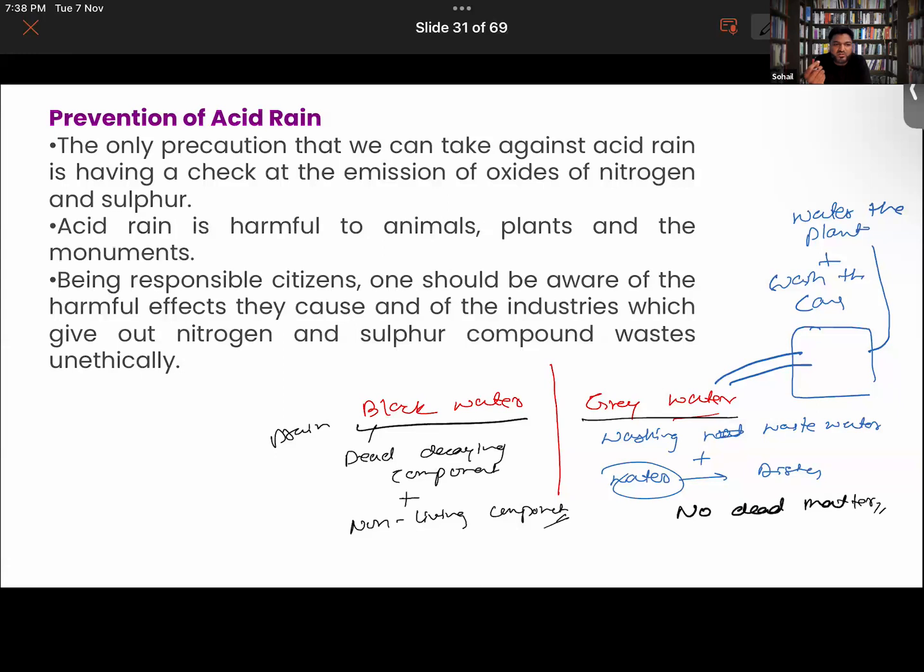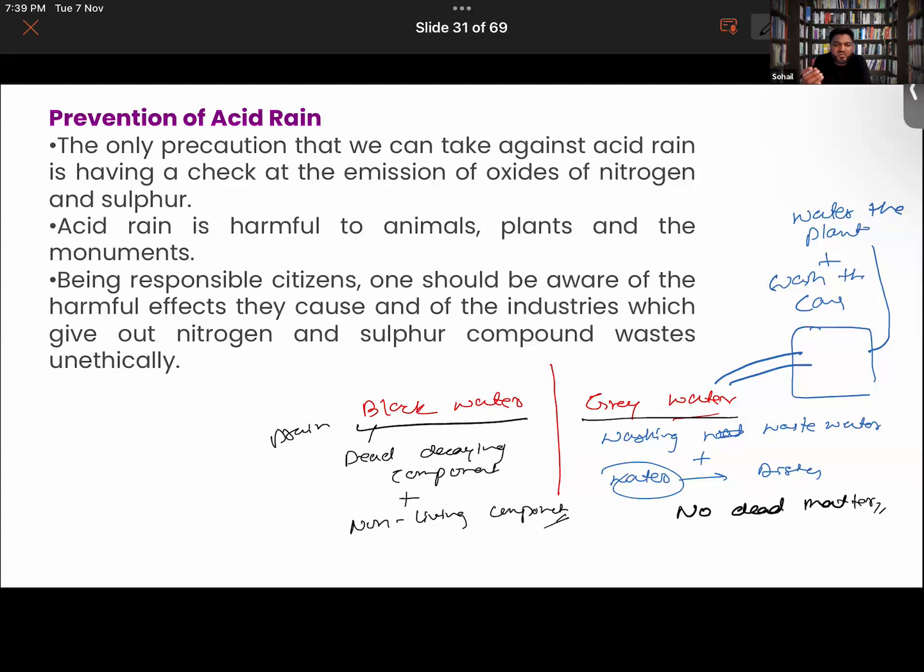Then there's gray water also. So gray water is what? The water that is wasted after washing the clothes, after washing the cars, after washing the dishes. That water does not consist of any biotic component in it. Biotic component does not mean only those components which we can see. It could be bacteria also. Like in the drain water, you have got biotic components as bacteria also, microorganisms also, right? So thereby that is called gray water.